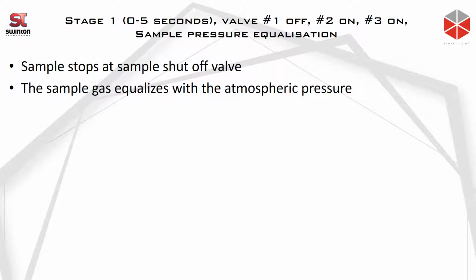So when we see the Daniel GC, the first stage basically happens between 0 to 5 seconds on the C6 plus GC, and this is what we call sample pressure equalization. When we start at the beginning of the cycle, it will start with valve 1 off, valve 2 on, and valve 3 on. What happens here is that the sample gas will stop at the sample shutoff valve, and the sample gases will equalize with the atmospheric pressure.